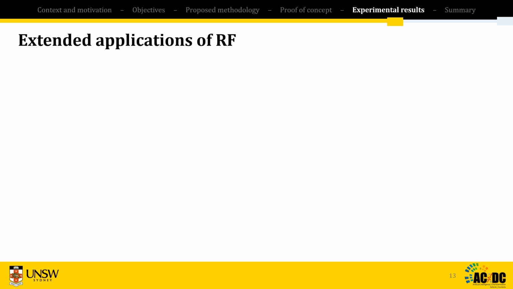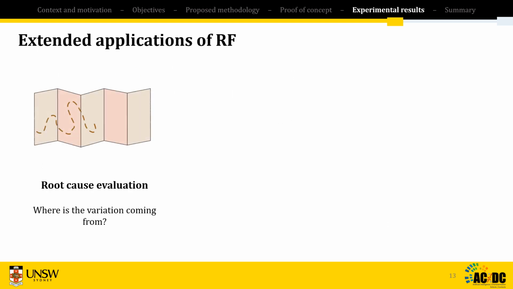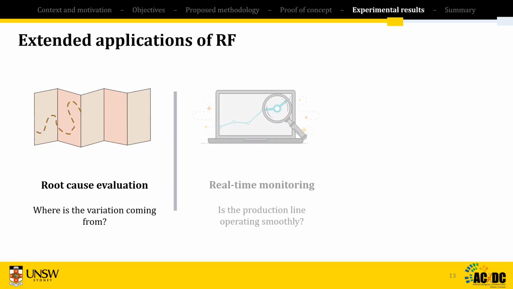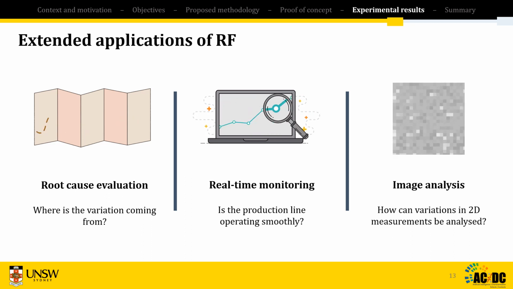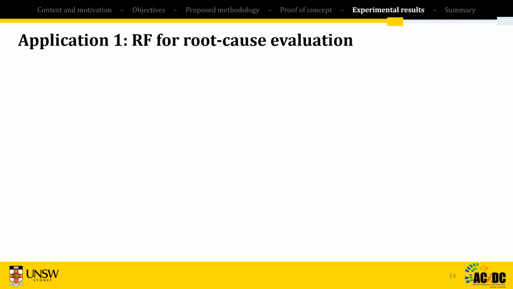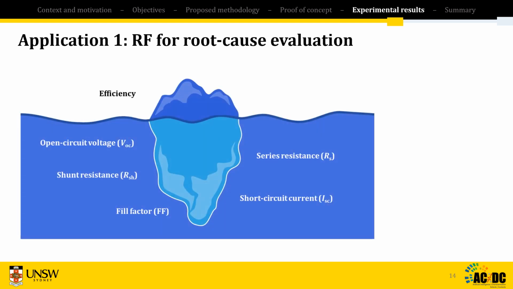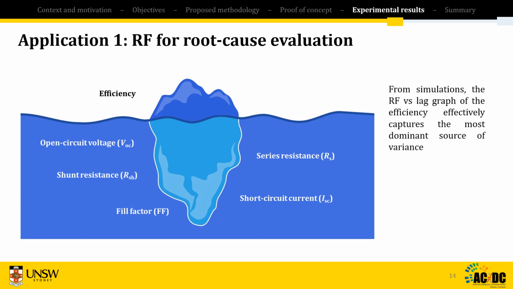You can now extend the applications of the RF methods for root cause evaluation, real-time monitoring, and image analysis. So let's go first. RF for root cause evaluation. Note that the efficiency can be due to several parameters such as the open circuit voltage, short circuit current, series resistance, etc. From simulations, the RF versus lag graph of the efficiency effectively captures the most dominant source of variance.